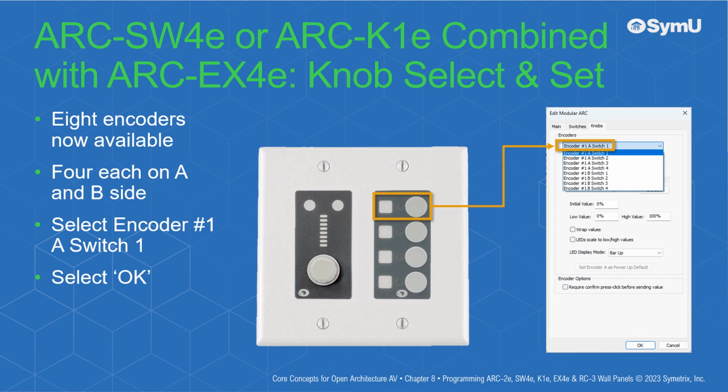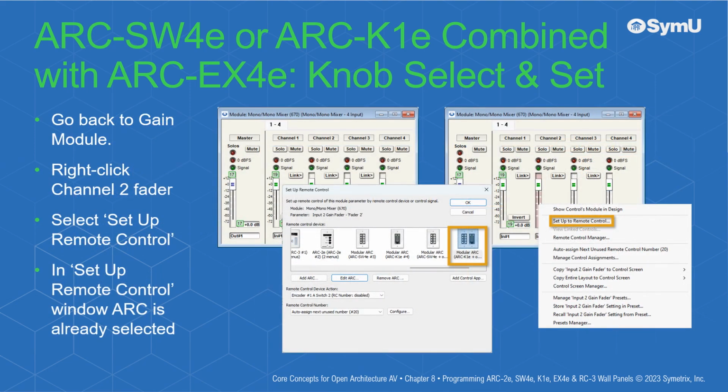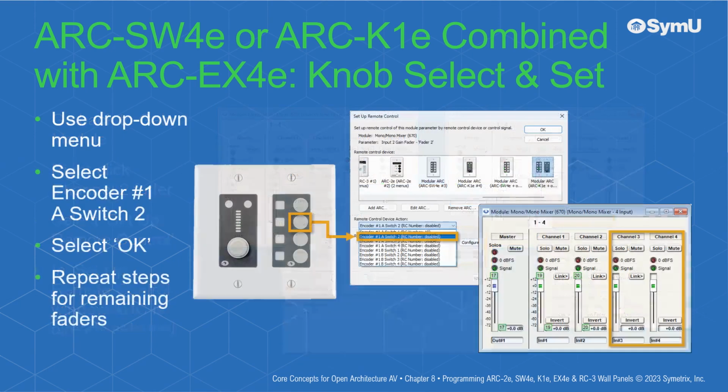8 encoders are now available for control assignment. For each on the A and B side of the ARC, select encoder number 1A switch 1. Then select OK. Go back to the gain module. Right-click the Channel 2 fader and select Set up Remote Control. In the Set up Remote Control window, the ARC has been selected already. Use the drop-down menu to select encoder number 1A switch 2. Then select OK. Repeat these steps for the remaining faders.